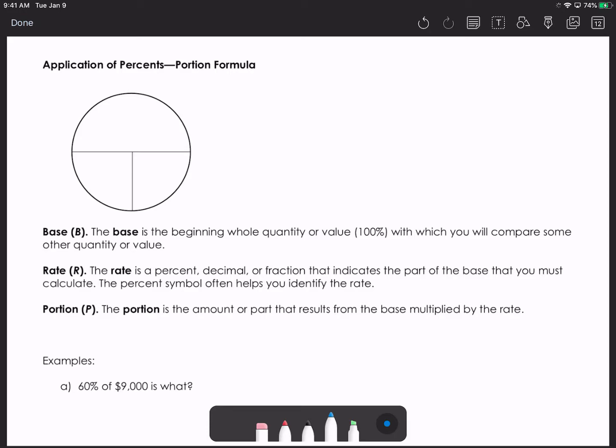So when we look at the circle, the portion is going to be on the top. And we represent that with a P. The base is going to be in the lower left corner of the circle, and we use B to represent the base. And then the rate is going to be in the lower right part of the circle, and that's going to be represented by an R.